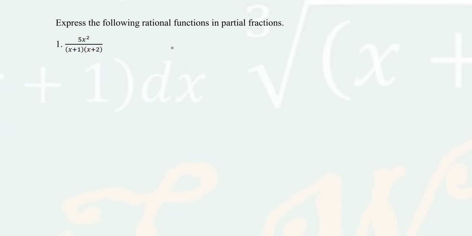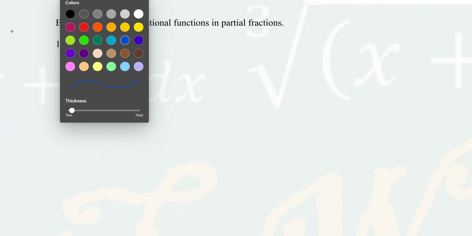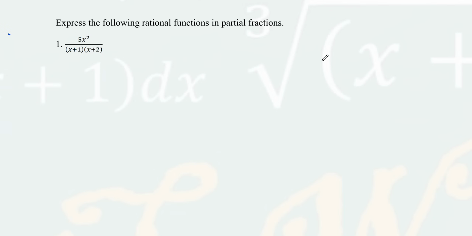Now let's solve the examples. Number 1: express the following rational functions in partial fractions. This is the first question. So first of all, you check.